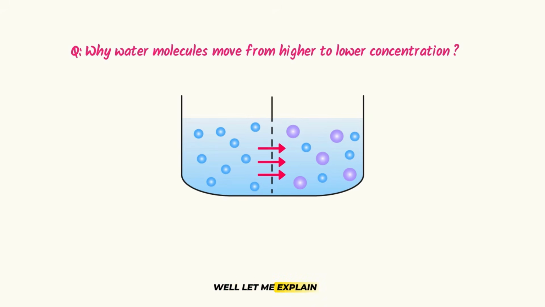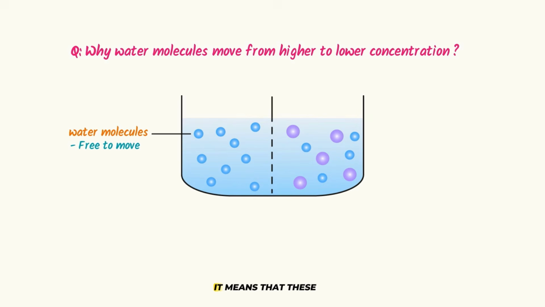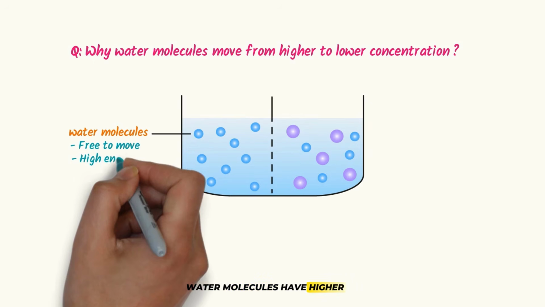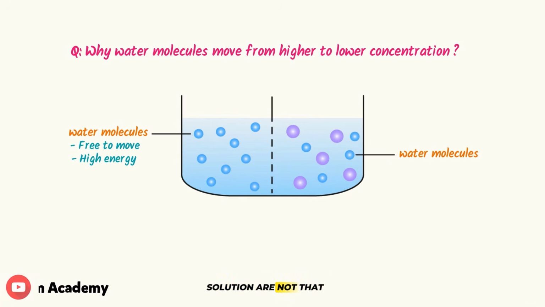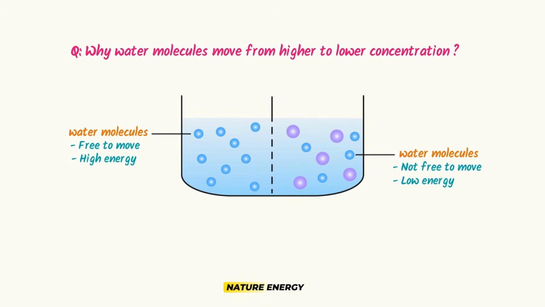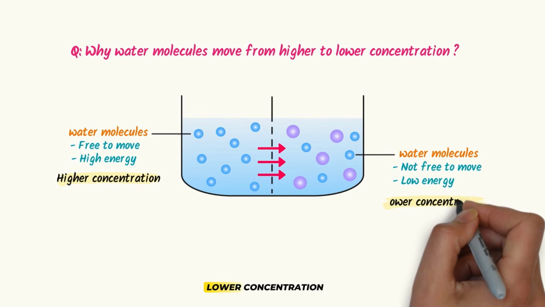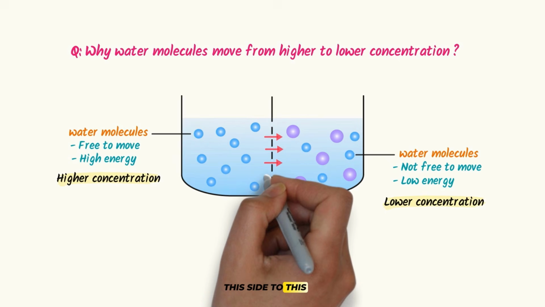Well, let me explain it. The pure water molecules are free to move in all directions. It means that these water molecules have higher energy. On the other side, the water molecules in sugar solution are not that free. I mean, there is chemical interaction between water and sugar molecules, due to which the overall chemical potential energy of the molecules decreases. We know that in nature, energy always flows from a region of higher concentration to a region of lower concentration. Therefore, water molecules move from this side to this side.